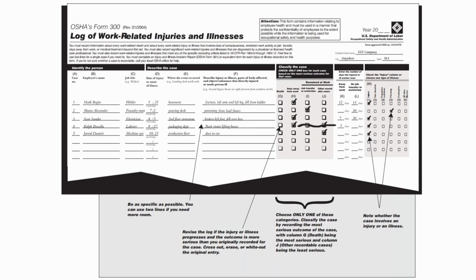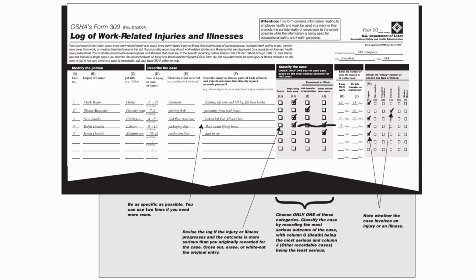Column E includes the location where the incident occurred. Be more specific than just a wide area, for example, the packaging department rather than the warehouse. Column F includes a description of the recordable incident. Describe the injury or illness in its entirety, including the nature of the injury or illness, the affected body part, and what exactly caused it.